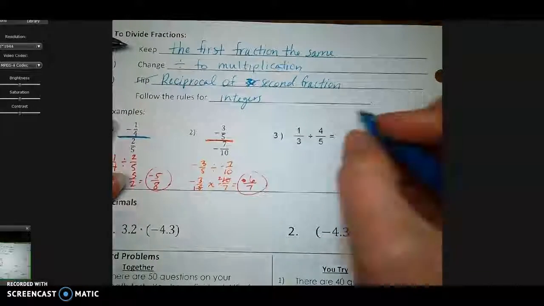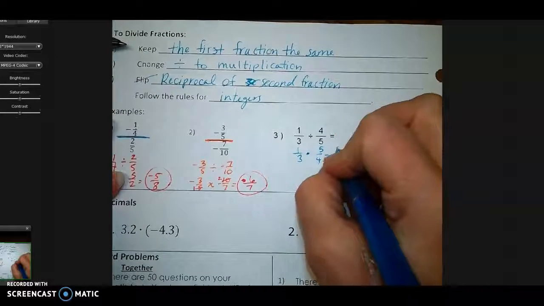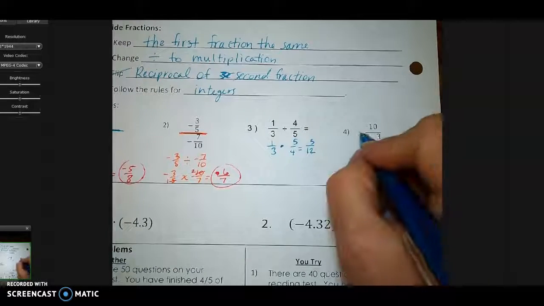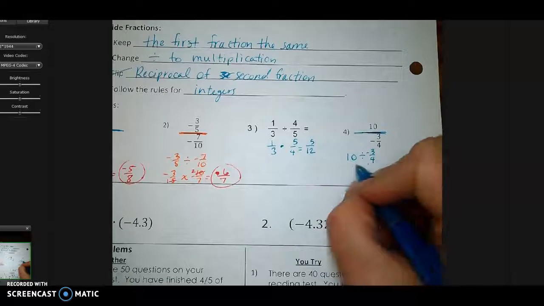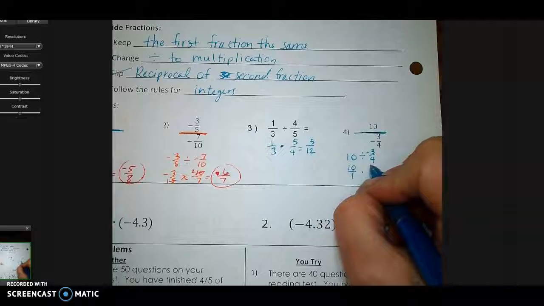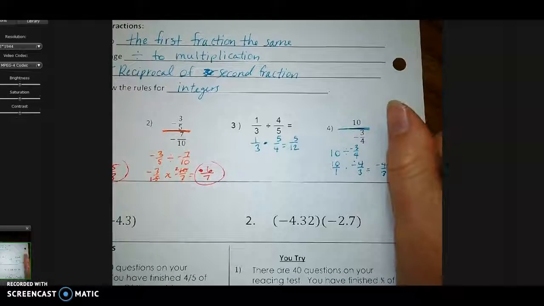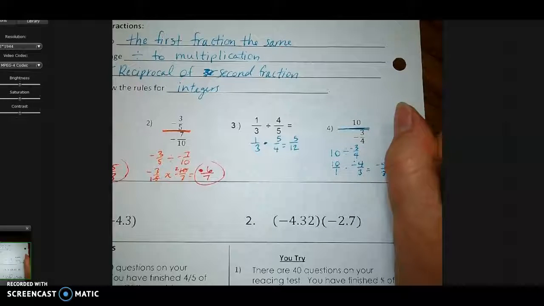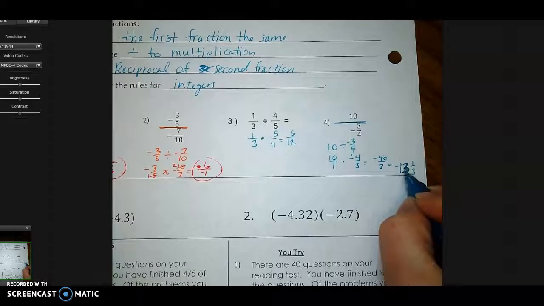This one's already written as fraction division for me. And I get positive 5/12 on that one. This one, this is my division, so I've got 10 divided by negative 3/4, so 10 over 1 times negative 4 over 3, and I get negative 40 over 3, which ends up being negative 13 and 1/3.